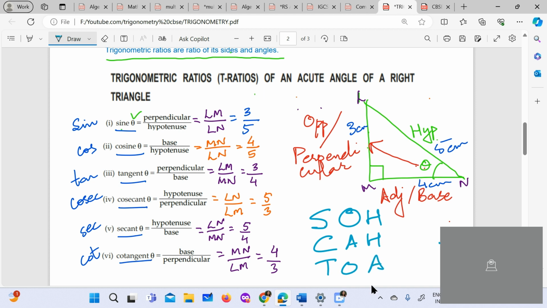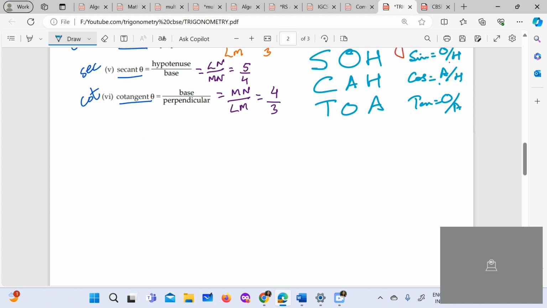So S stands for sine. So sine is equal to opposite upon hypotenuse, cos is equal to adjacent upon hypotenuse, tan is equal to opposite upon adjacent. I hope this is clear to everyone. This is easy to remember, but the only thing is that you should be good at understanding which is opposite and which is adjacent. Please don't make any mistake in identifying the opposite and adjacent. Now let's go to another part.